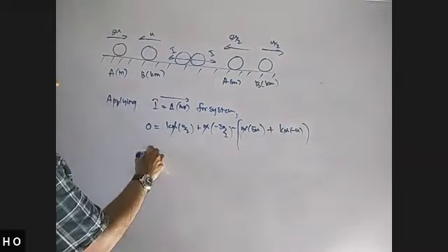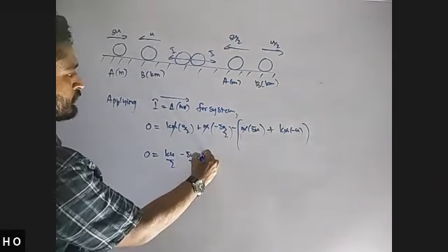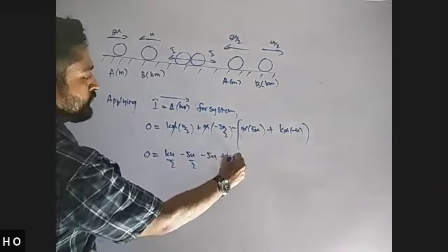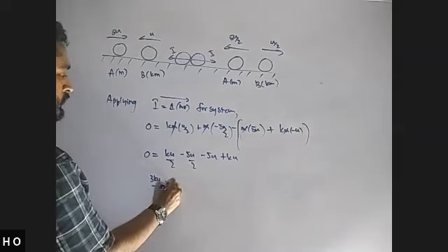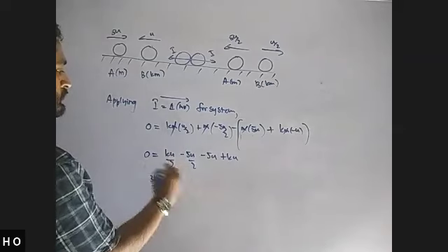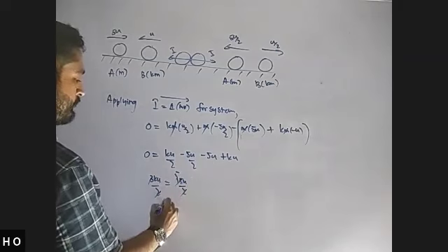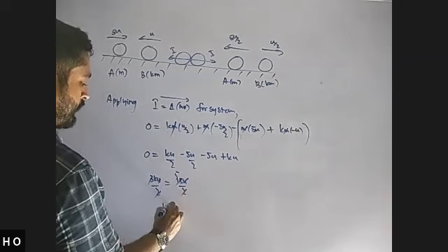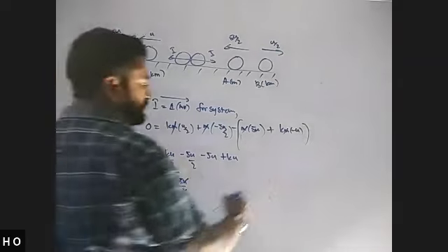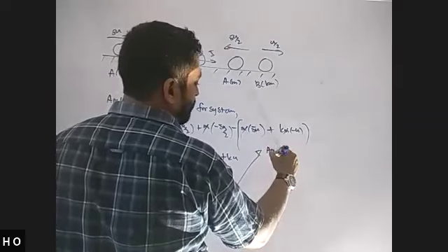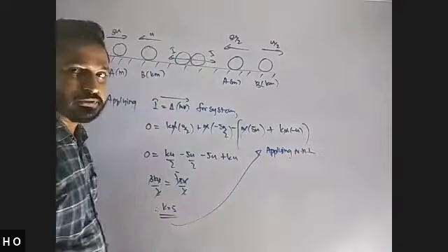Then 0 equals ku by 2 minus 5u by 2 minus 5u plus ku. So it is 3ku by 2 equals 15u by 2. 2 to 2, 5 to 3, u to u, k is 5. Therefore, k is 5. Now let us go for Newton's restitution. So applying Newton's restitution law, write down Newton's restitution law.